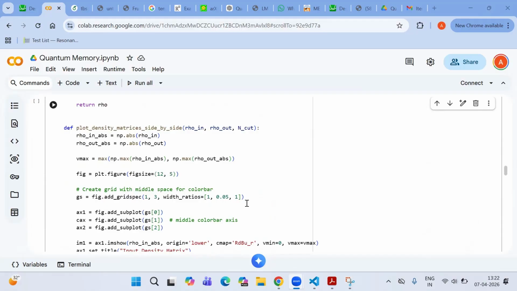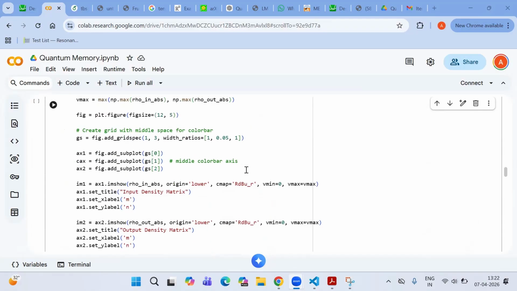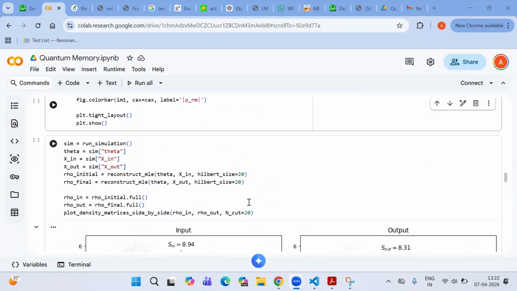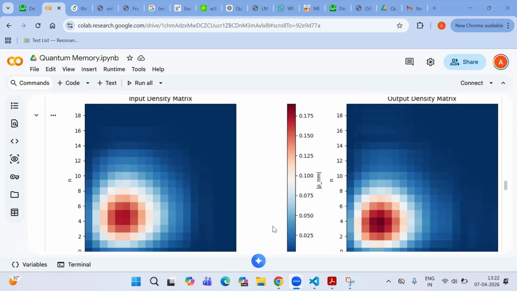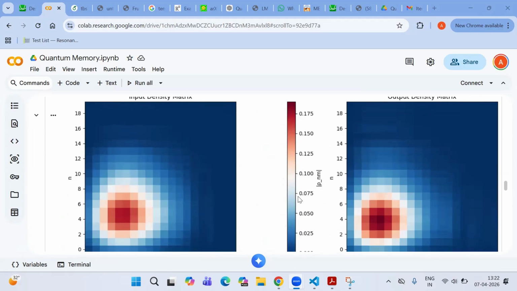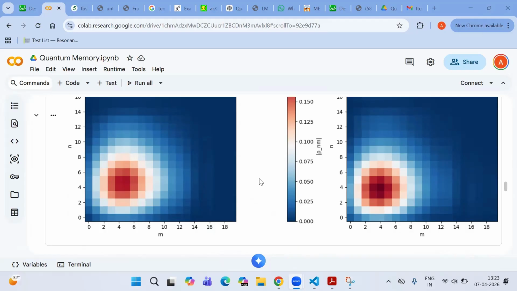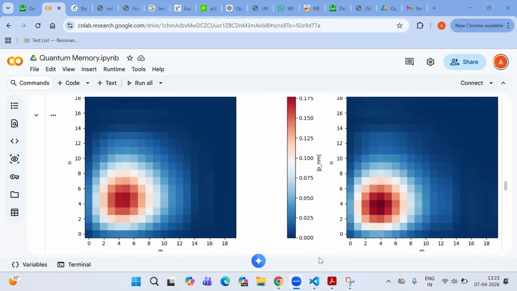So I hope that explained the code well. This is exactly what the code is doing. And coming back to the figures, here you can see that these are the input and output matrices, and they look very similar, which is a good sign. Yeah, that's it from my side. Thank you.